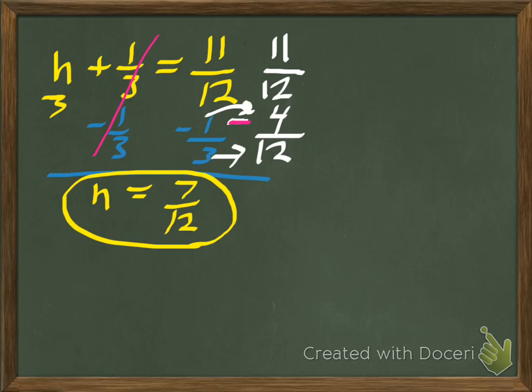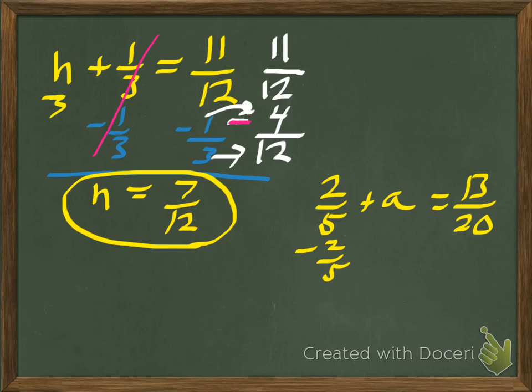Let's try another one. Showing work does help. Showing work is absolutely mandatory for these questions. All right, I'm going to try to squeeze one in down here in the corner. So let's try 2/5 plus a is equal to 13/20. Again, to get rid of the 2/5, we're going to subtract 2/5 from both sides. I don't have a lot of room over here, so instead of having to rewrite it, could I just change it into an equivalent fraction right here? Yes. Sure.